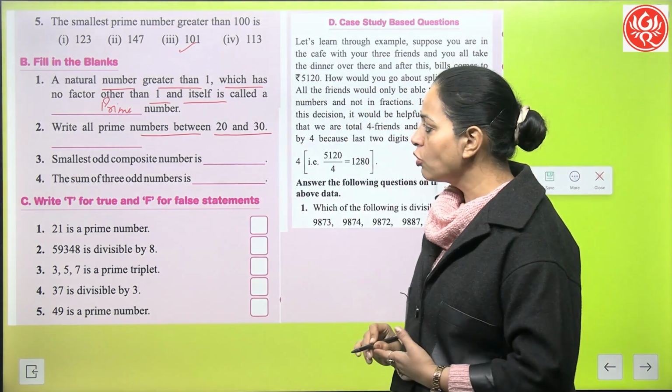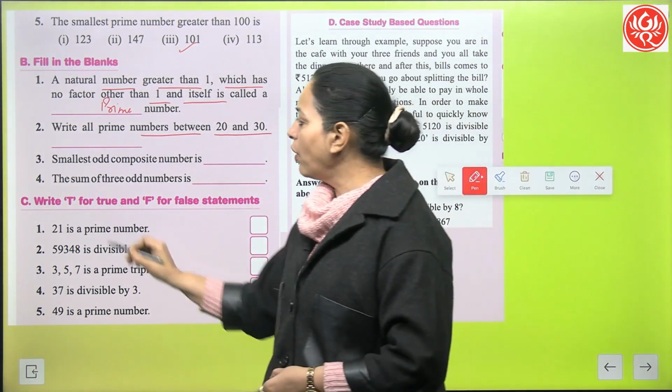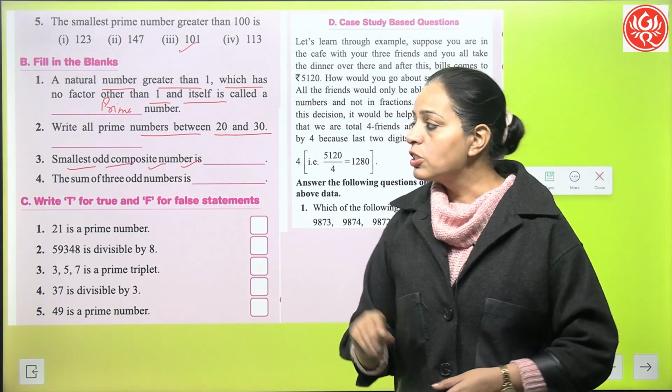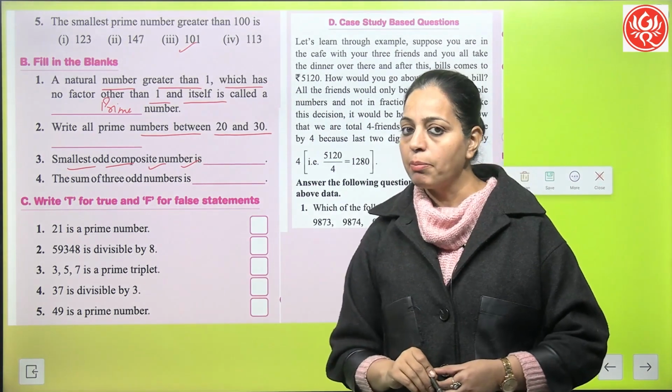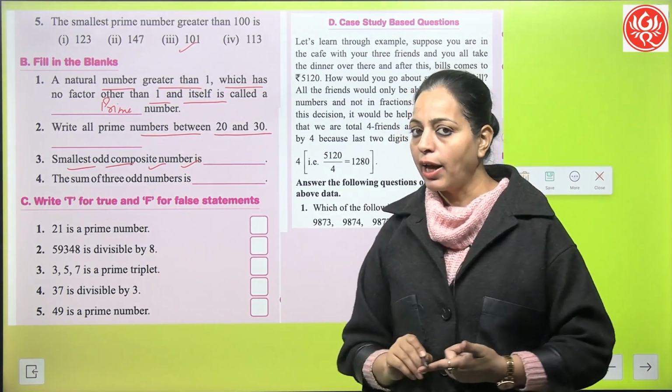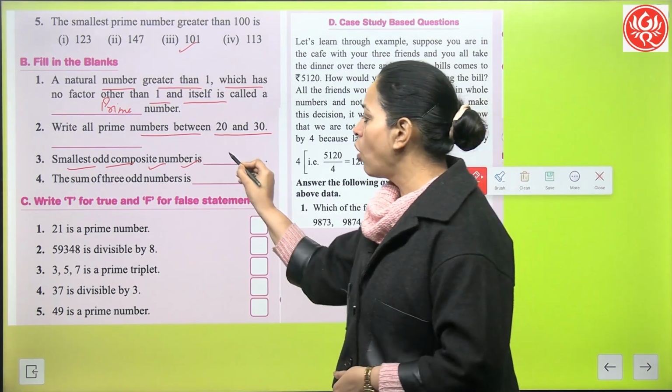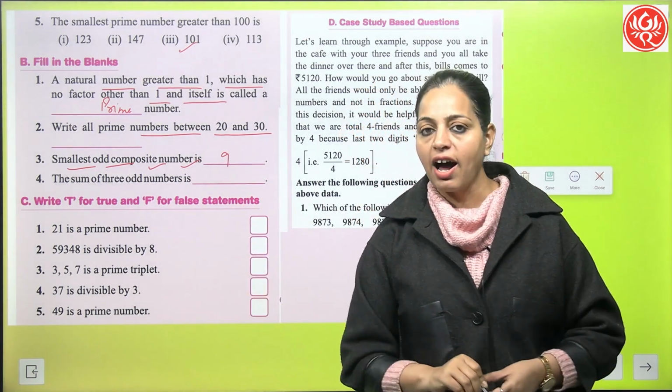Now the second one: write all prime numbers between 20 and 30. So you can find it out on your own, right? The third one: the smallest odd composite number is. Which one? 3 is prime, 5 is prime, 7 is prime. So the smallest odd composite number is 9.